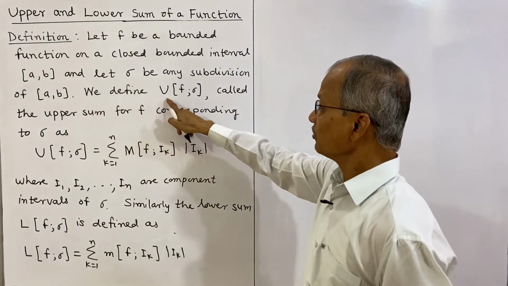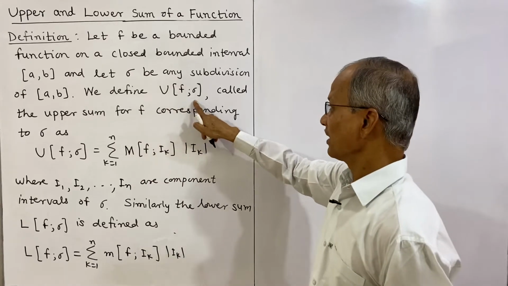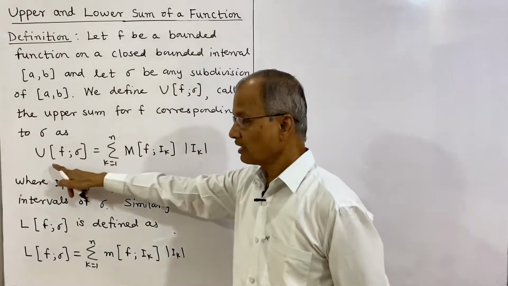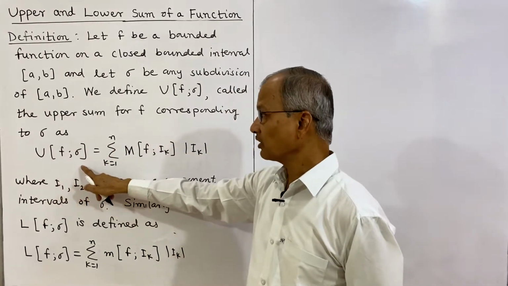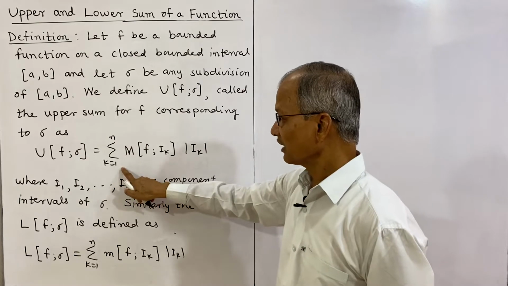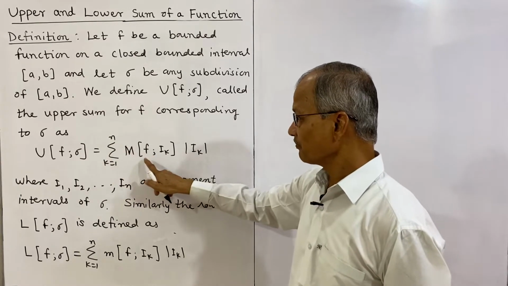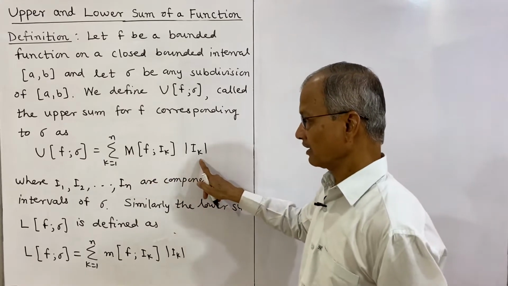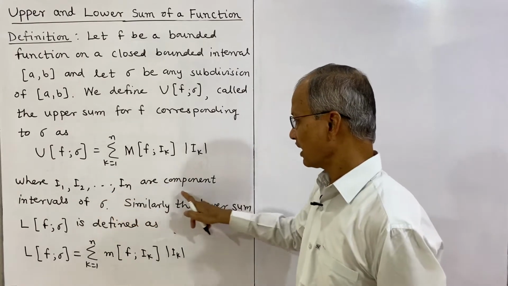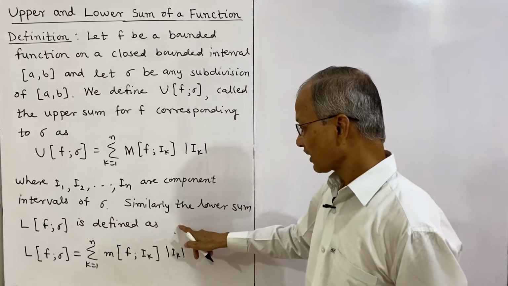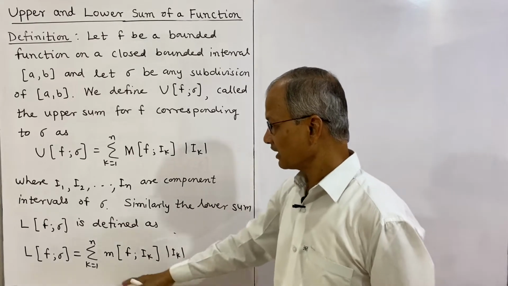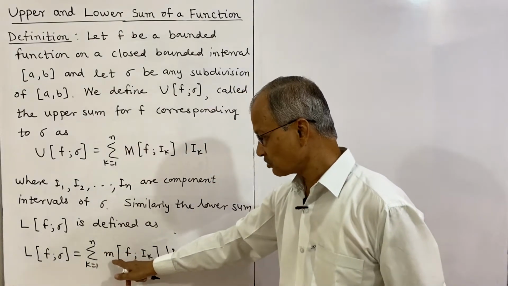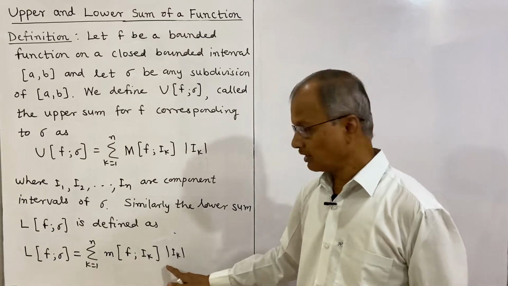We define U(f, sigma), called the upper sum for f corresponding to sigma, as the upper sum of f corresponding to sigma is equal to the summation k takes value 1 to n of capital M of f comma Ik into length of Ik, where I1, I2, ..., In are component intervals of sigma. And similarly, the lower sum is defined as the lower sum for f on sigma is equal to the summation of small m of f on Ik into length of Ik.